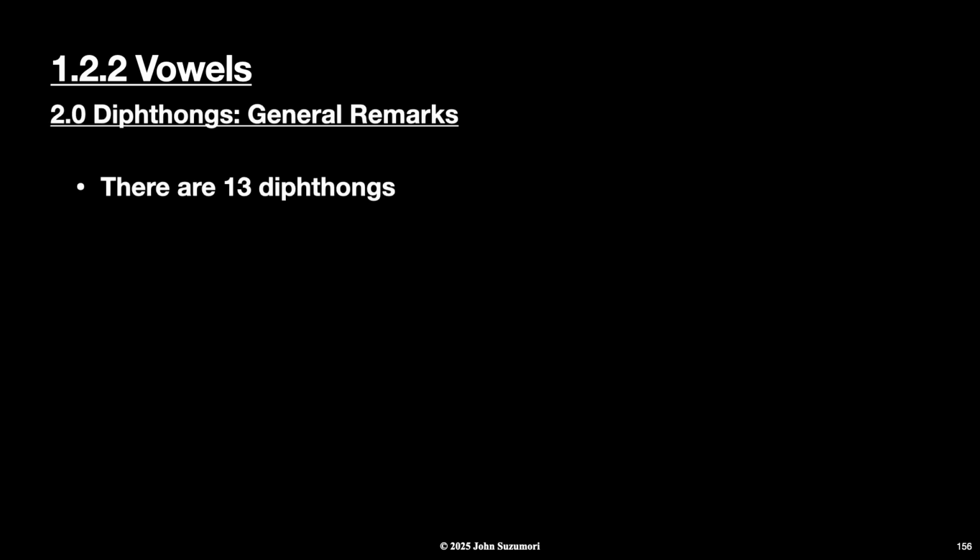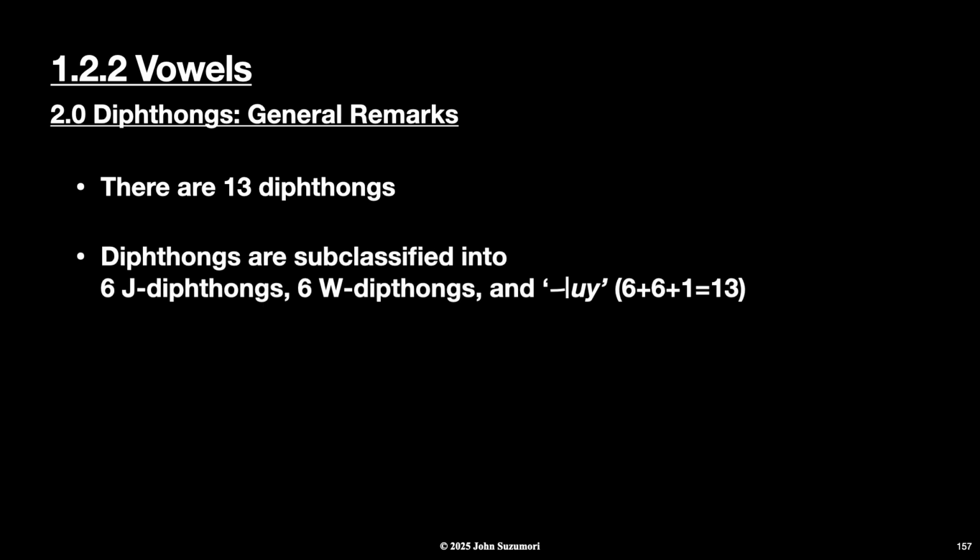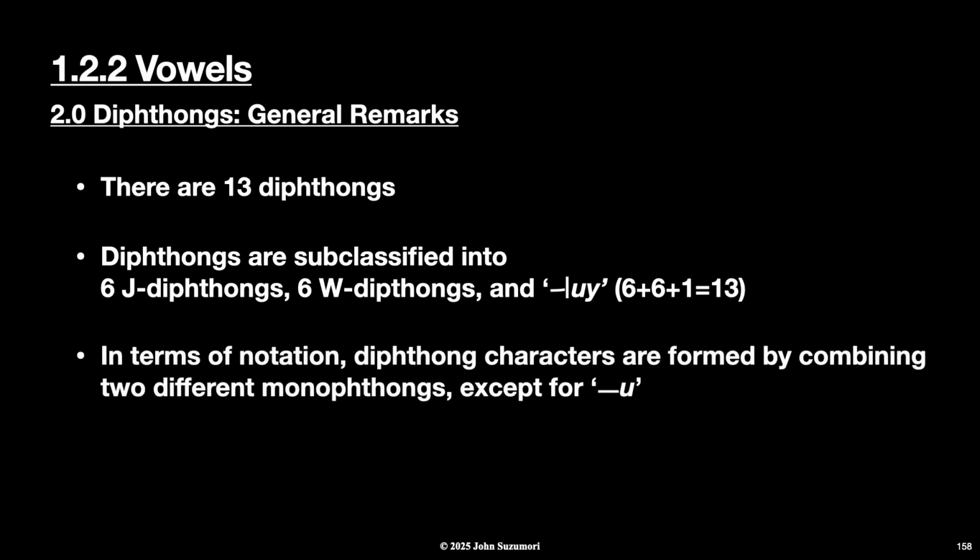As for general remarks, there are 13 diphthongs in Korean. Diphthongs can be subclassified into 6 J-Diphthongs, 6 W-Diphthongs, and the diphthong 의. In terms of notation, diphthong characters are formed by combining two different monophthongs, except for the close back unrounded vowel U.